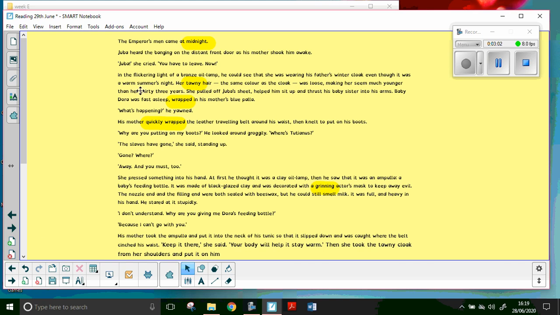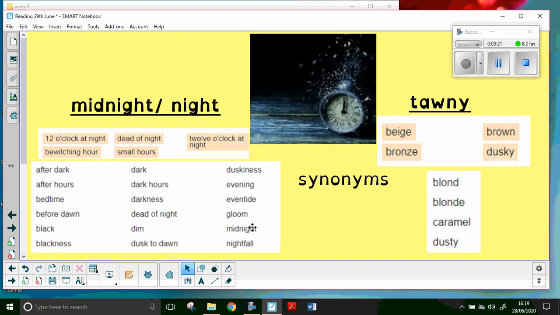Okay, the other word I have picked on here is her tawny hair. So hair is the noun, tawny is the adjective, isn't it? Her tawny hair. So we're looking at, it does come again, this tawny colour. I think it's the same colour as her cloak. So tawny we usually think as being a brown colour. So these are both synonyms here.